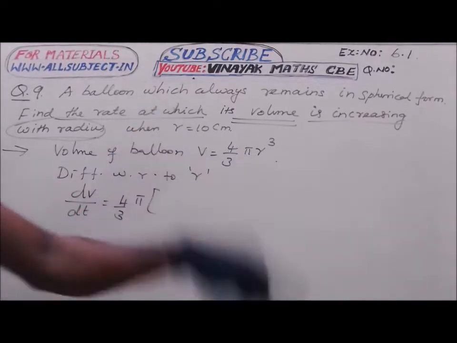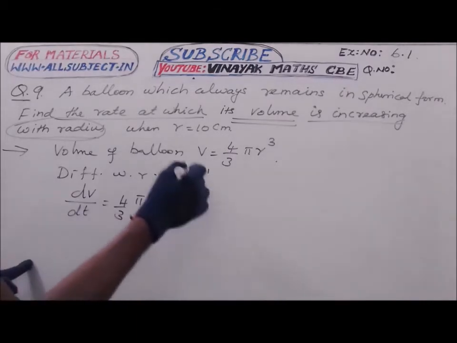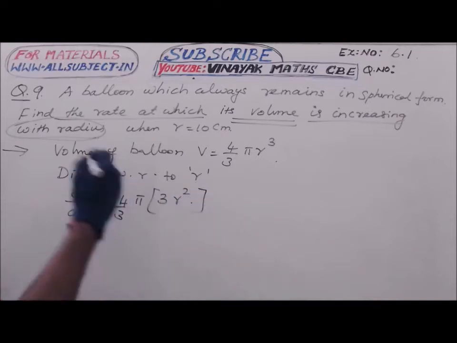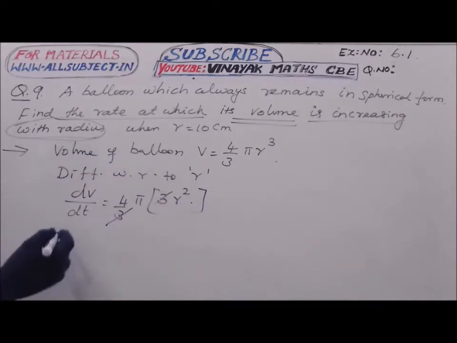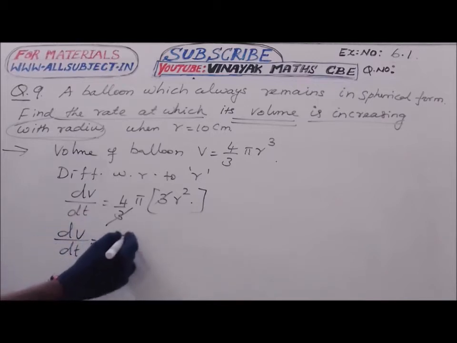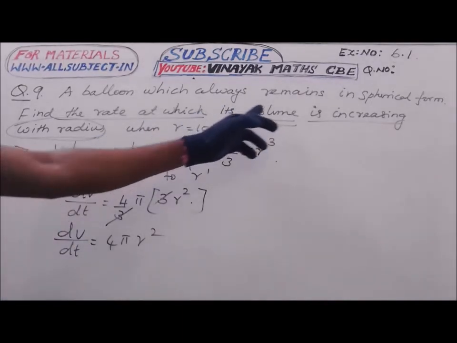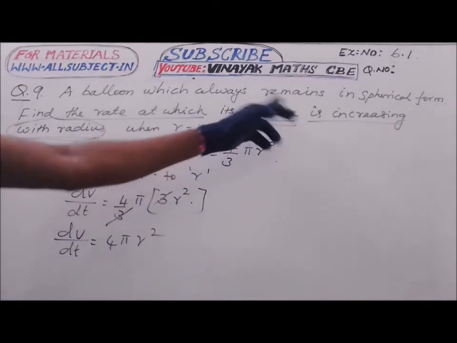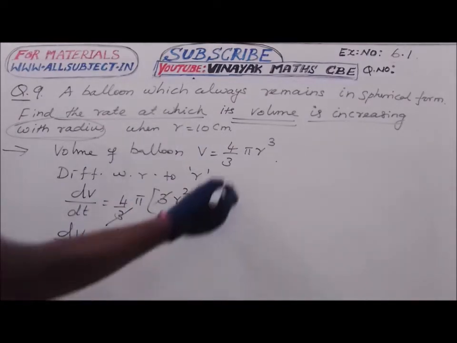Differentiating r cube with respect to r, 3r square into dr by dr, that is 1. And now we can cancel 3. dV by dt equal to 4 pi r square. Here we need the value of the increase of volume when r equal to 10 centimeter. Substituting r equal to 10 here.